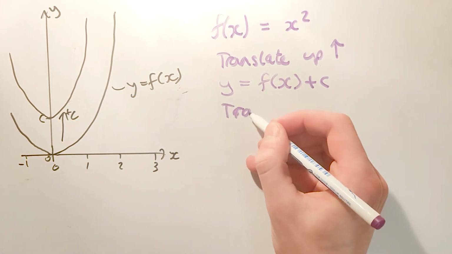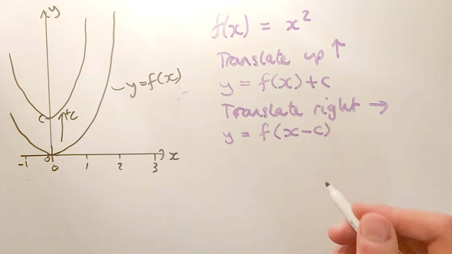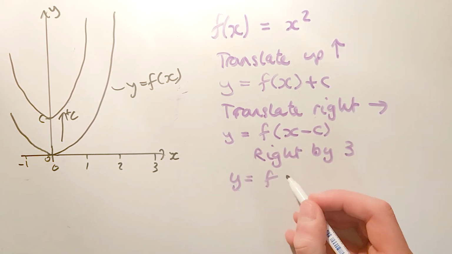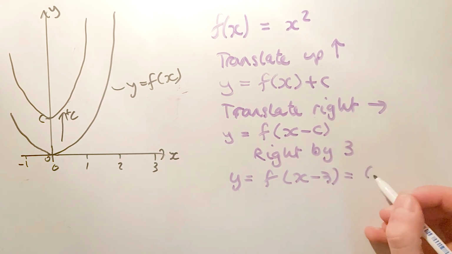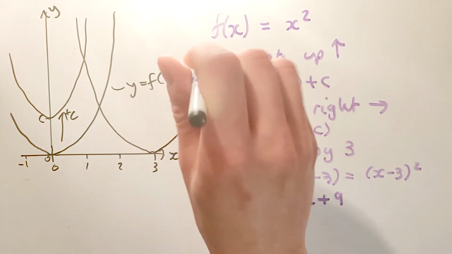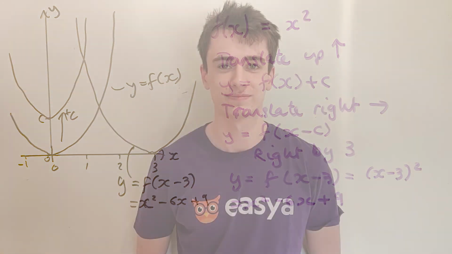Translating in the x direction is a bit trickier. Here's the formula to use. Notice that there's a negative sign inside the bracket. Let's translate this graph right by 3. To do this, find out f of x minus 3 by substituting in. We can then plot this on the graph to see that it has been moved right by 3. The useful thing is that the function method will work with any graph.